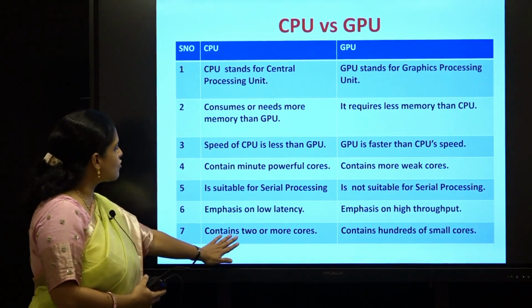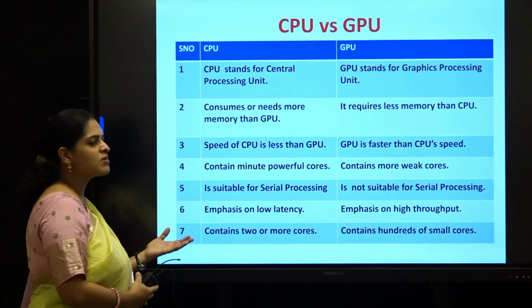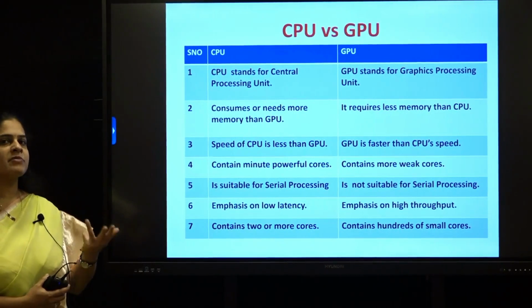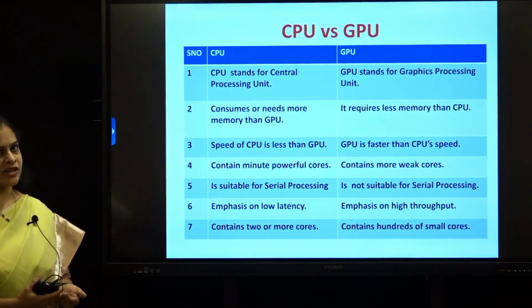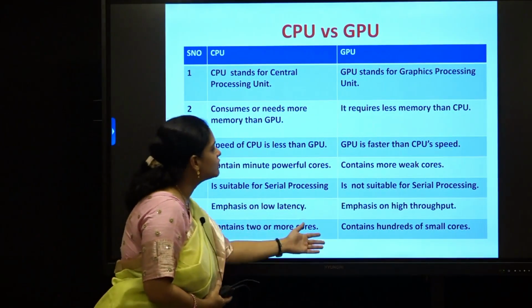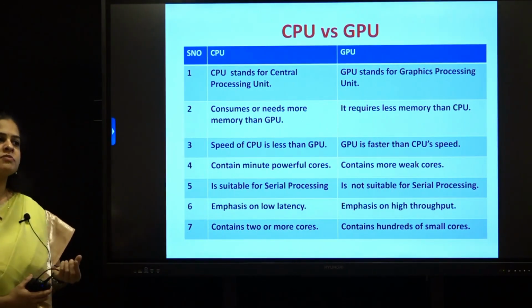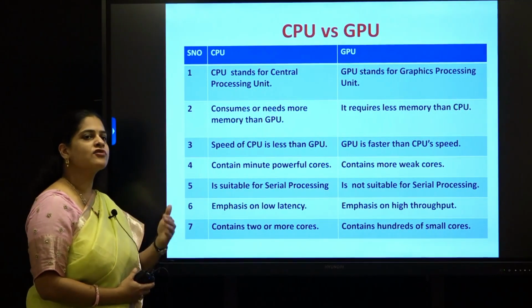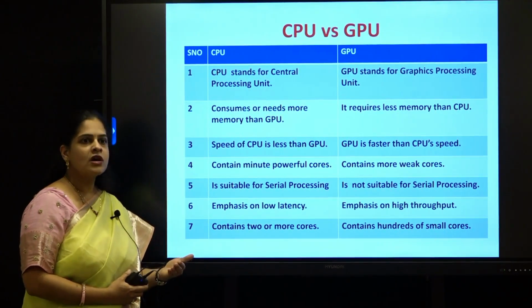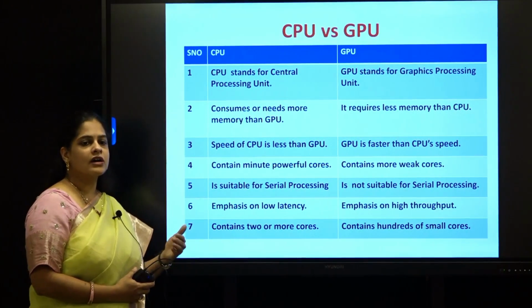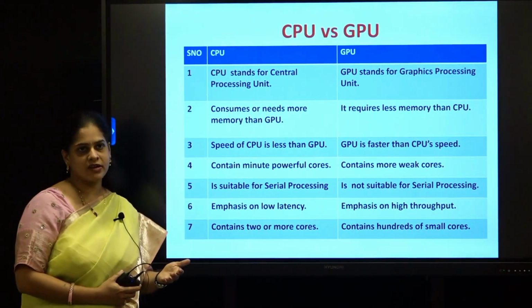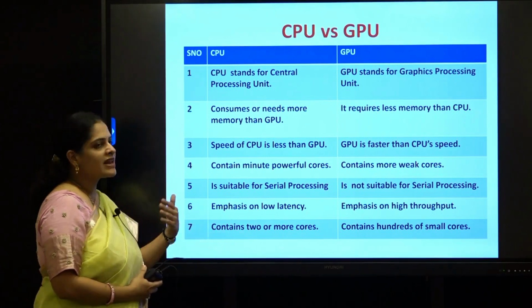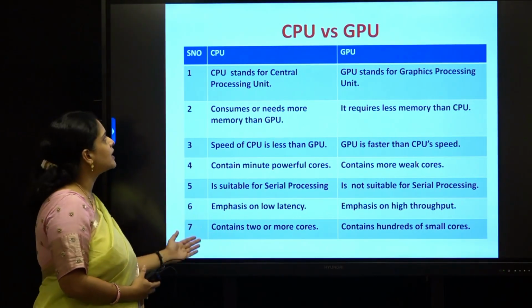A CPU contains 2 or more cores. Maximum, you come across dual core, quad core, maybe up to 8 cores internally in your CPU. But a GPU can contain hundreds of small cores internally in the hardware. So, as the number of cores in your GPU increases, the amount of parallel processing also increases, and the throughput also increases. Depending upon the number of cores, that many times it can provide the performance compared to a CPU.